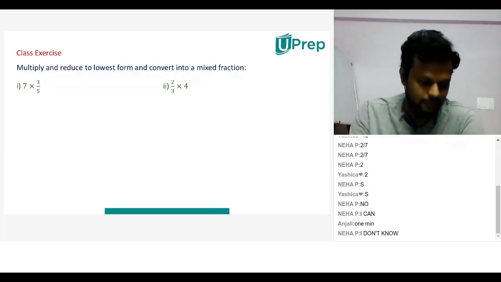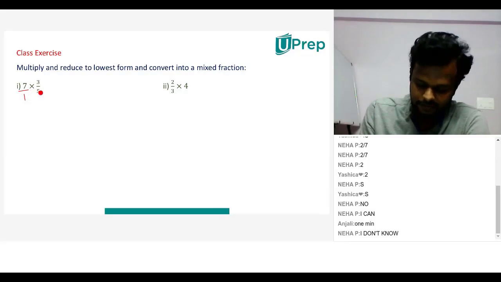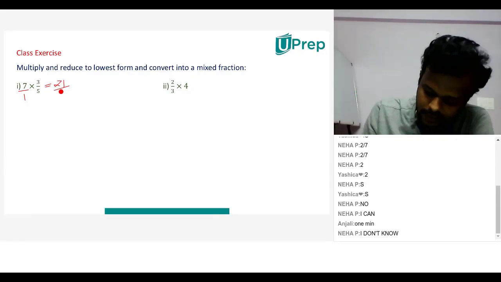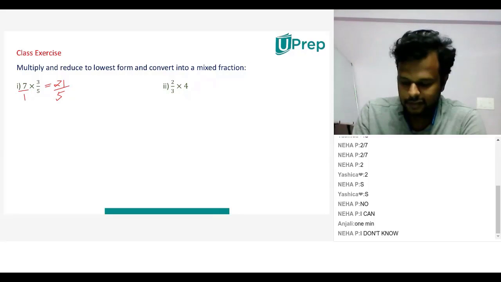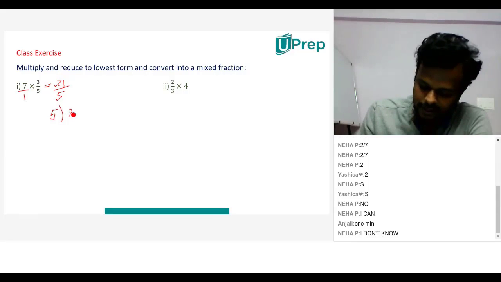So, children, if you observe this question, I have a 1 below the 7. Whenever there's multiplication, what do we do, children? We multiply the numerator with numerator and denominator with denominator. So I have this as 21 by 5. Now, how do I convert it into a mixed fraction? We write 5 in the divisor, 21 in the dividend. Now, if I go for division, 5 4s are 20. The remainder becomes 1.